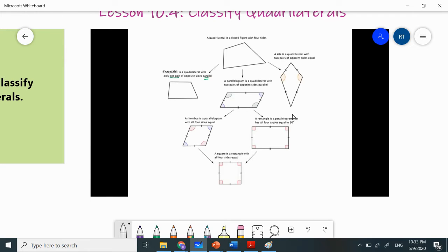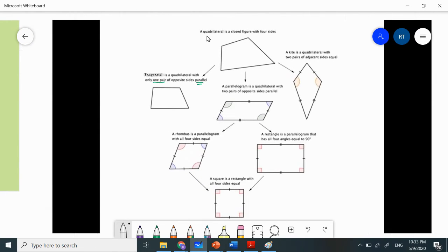In this figure, you see some shapes. All of these shapes are called quadrilaterals. The word quadrilateral came from two words originally, quad and lateral. Quad means four, lateral means sides. So it's a closed figure with four sides. A quadrilateral is a closed figure with four sides.